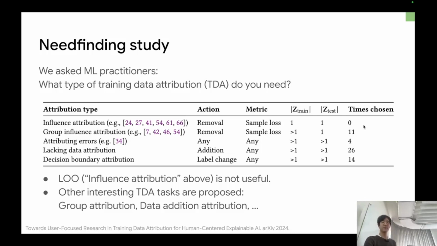Actually, what they find more useful is group influence attribution, for example, or kind of explaining multiple test points at the same time, so many-to-many kind of impact, or going beyond the removal and introducing addition kind of notion in training data attribution. So this is kind of giving a strong message that we should probably shift our focus to something more useful in practice.